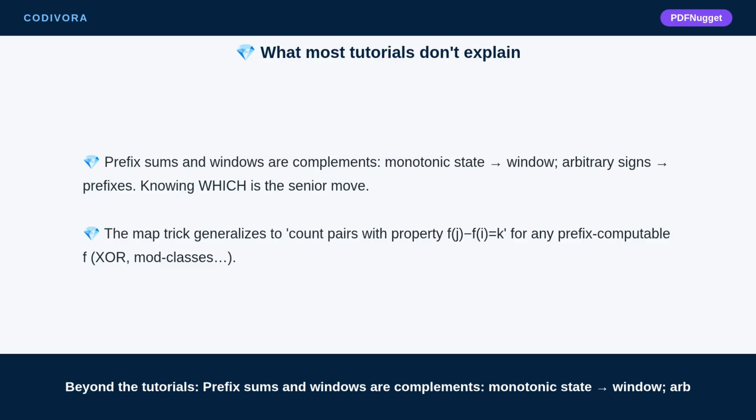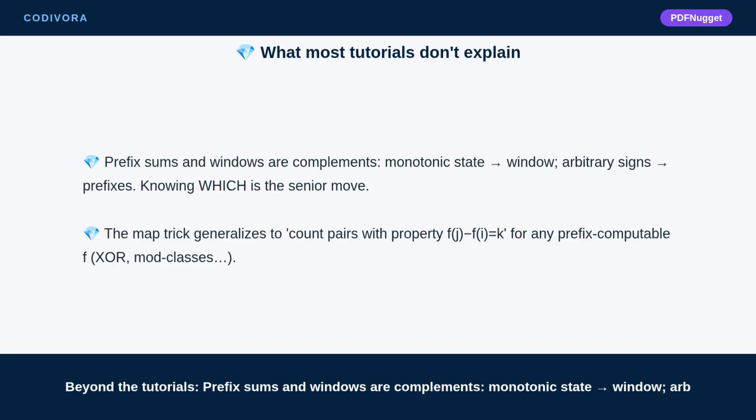Prefix sums and windows are complements. Monotonic state to window. Arbitrary signs to prefixes. Knowing which is the senior move. The map trick generalizes to count pairs with property f(j) minus f(i) equals k for any prefix-computable f: XOR, mod classes.